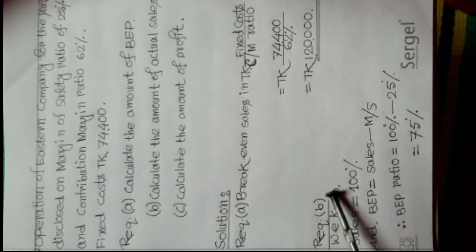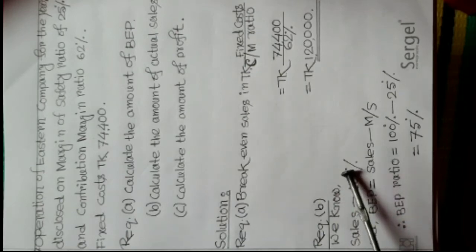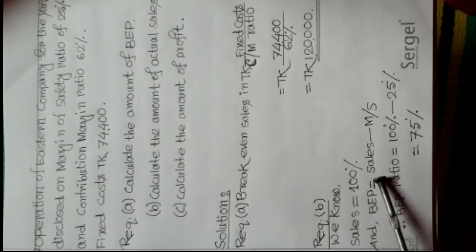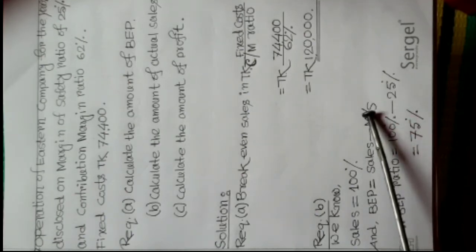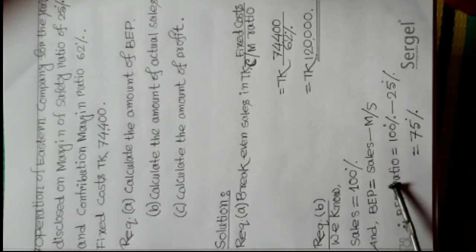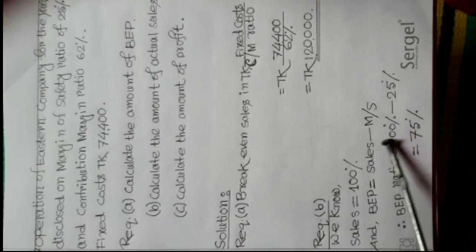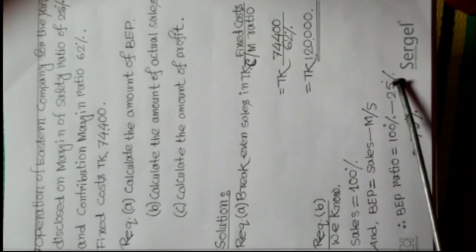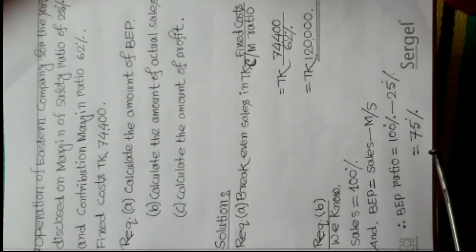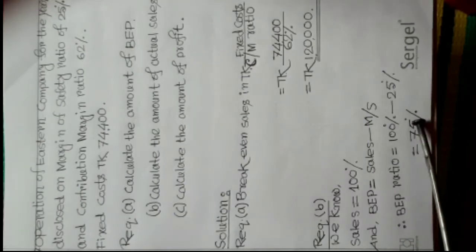We know that sales is equal to 100%, and break-even point is equal to sales minus margin of safety. So, break-even point ratio is equal to sales ratio 100% minus margin of safety ratio 25%. That is, break-even point ratio 75%. Okay, dear students.